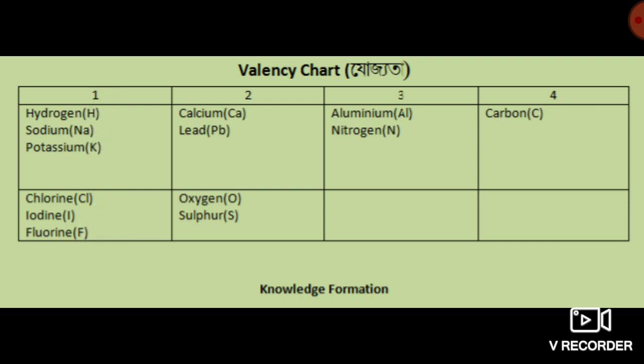The valency of all these elements is 2. For aluminium, nitrogen, the valency is 3. For carbon, 4. There are more elements, but we will discuss in this class 6 level. We will limit ourselves with these elements only.